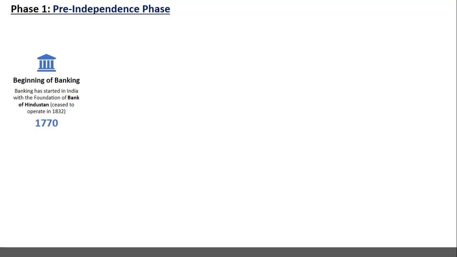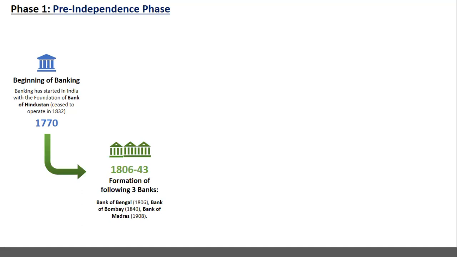After that, many banks came into existence, but they were not much successful. And in the period 1806 to 1843, three well-known banks were formed: Bank of Bengal, Bank of Bombay, and Bank of Madras, in 1806, 1840, and 1908, respectively. And in between these, a few successful banks also came into existence, named Allahabad Bank, Punjab National Bank, and Central Bank of India. All of these banks came into existence at that time.